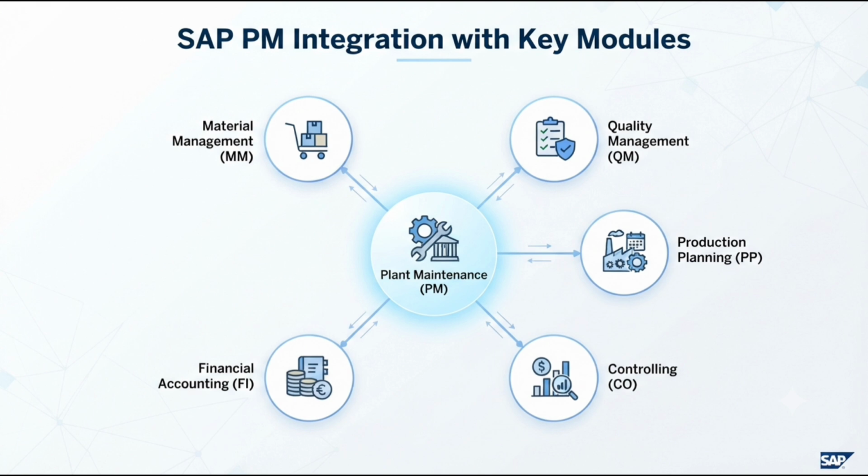Quality management can be linked when inspection lots are required during maintenance. Production planning integration helps coordinate maintenance windows with production schedules. Human resources can supply the capacity data of technicians. This strong integration is one of the biggest advantages of using SAP PM instead of a standalone maintenance system.